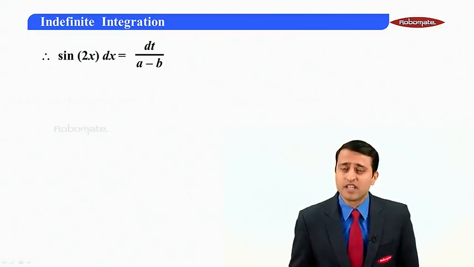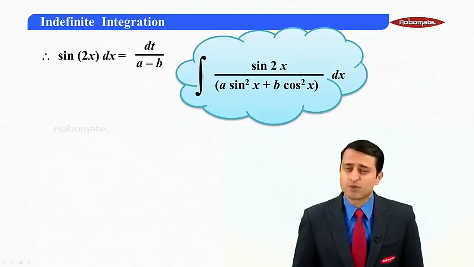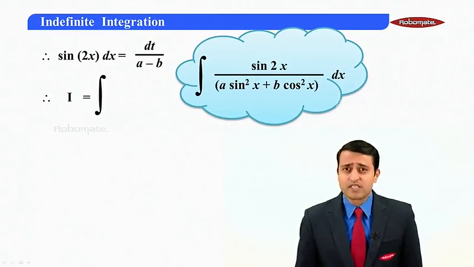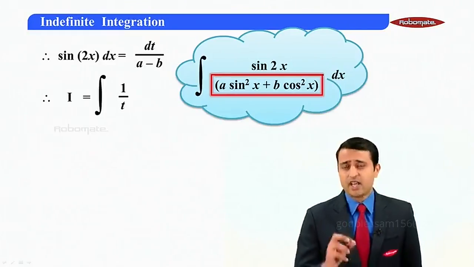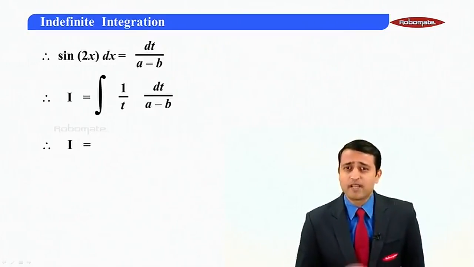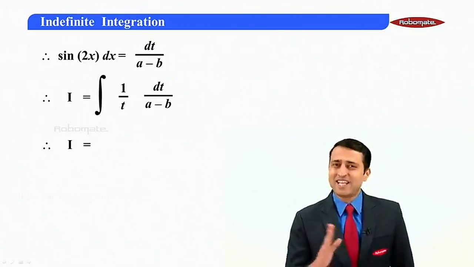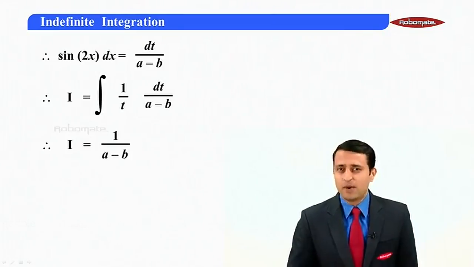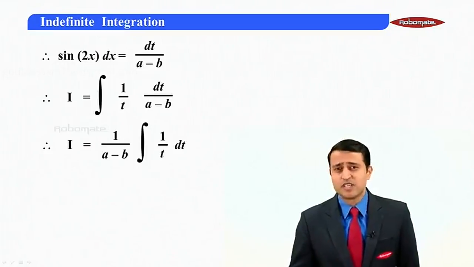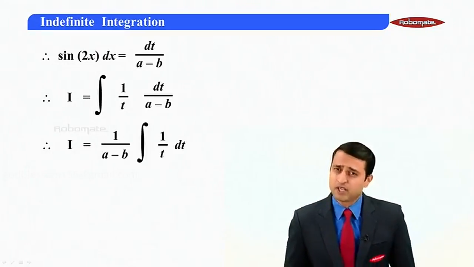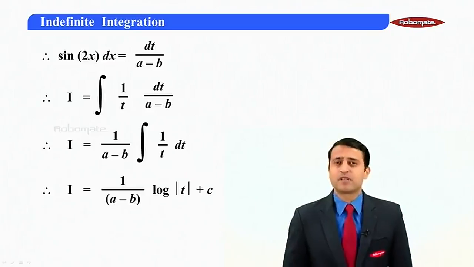Let us resubstitute these things in the integral. What was my integral? Here it is for your reference. This was the integral we were supposed to evaluate. In place of a sin²x plus b cos²x, can I write t? And in place of sin 2x dx, can I write dt upon (a minus b)? Is that okay, students? Now a minus b is a constant, so can I take it outside the integral? So we have 1 upon (a minus b). What is left inside the integral is 1 by t dt. Now students, I am not writing the formula of integral 1 by t because I am very confident you already know it. Integral of 1 by t dt is log mod of t plus c.